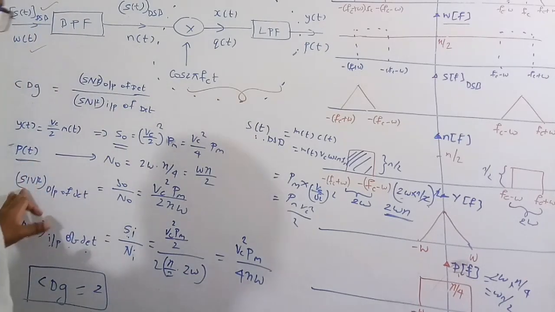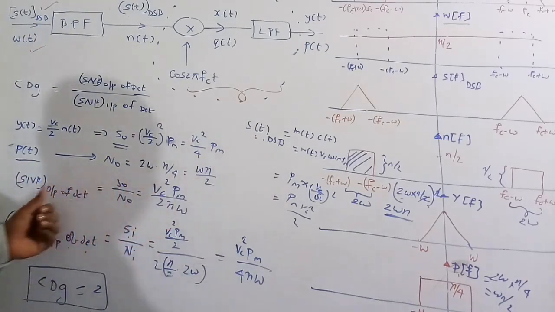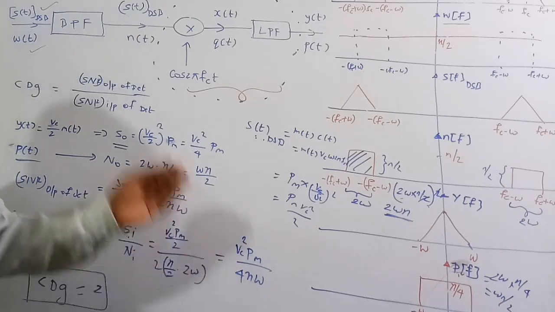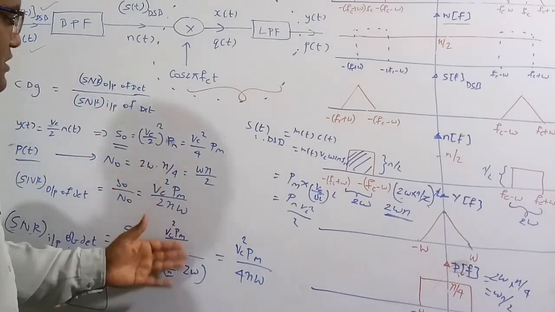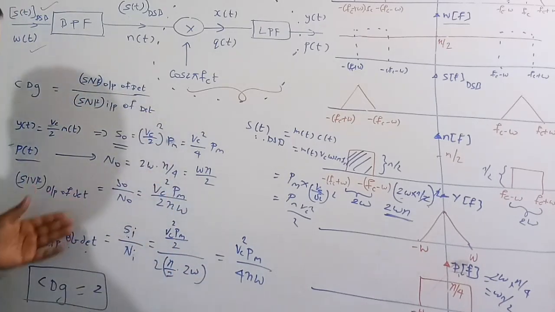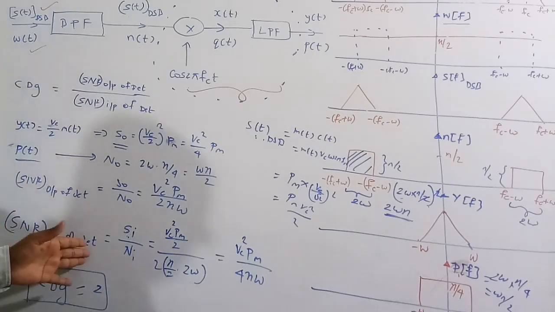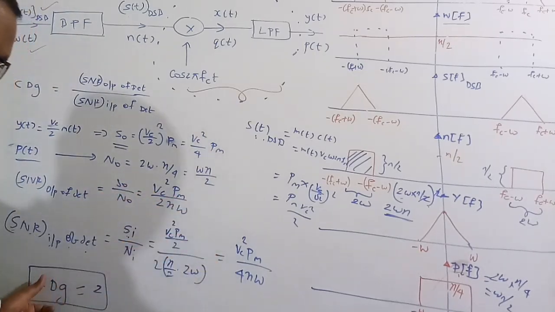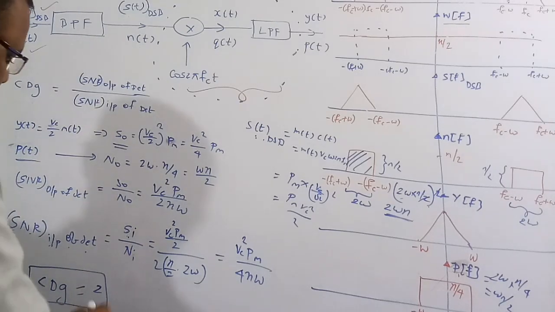We figure out the signal to noise ratio of the output of the detector and the signal to noise ratio of the input of the detector. Now we need to divide these two: signal to noise ratio of the output of the detector by signal to noise ratio of the input of the detector. If you divide them, we get the coherent detection gain, which has value 2. So this is the correct solution of this question.